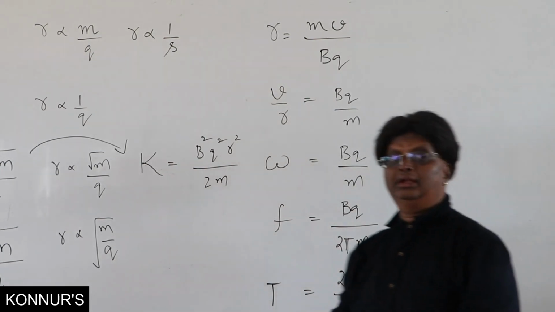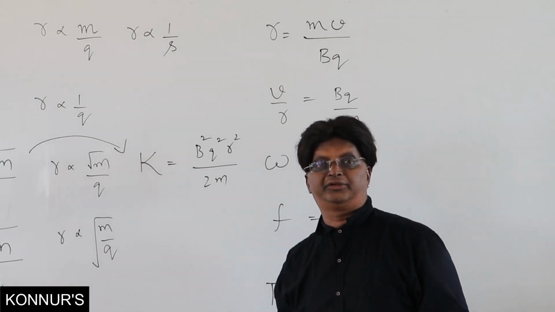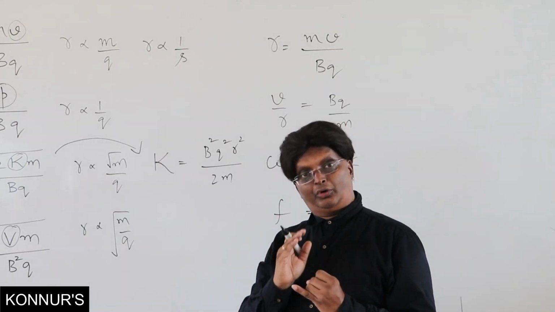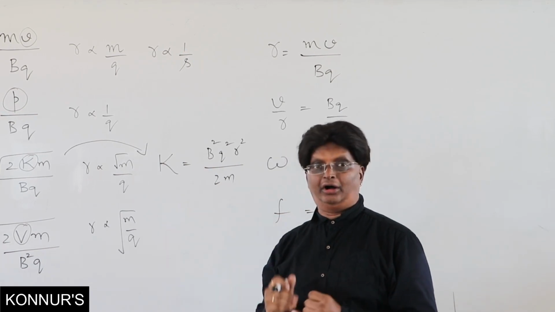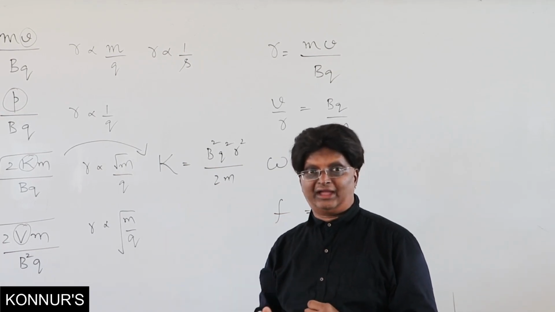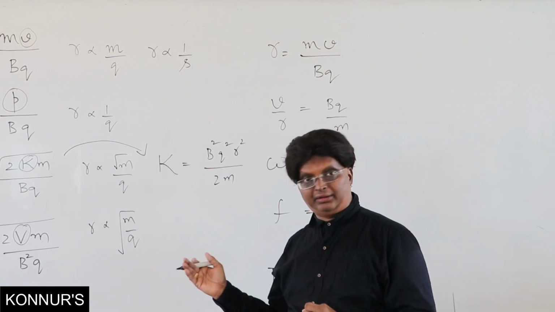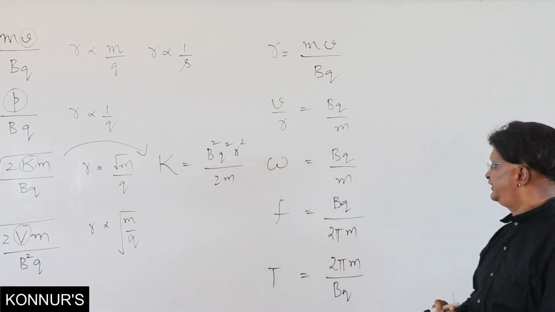Earlier we have seen that the radius of the circular path traced by the charged particle depends both upon the nature of the particle, that is mass and charge, and also upon the motional aspects such as velocity, momentum, kinetic energy. Now look at this expression. What is your take from this expression?